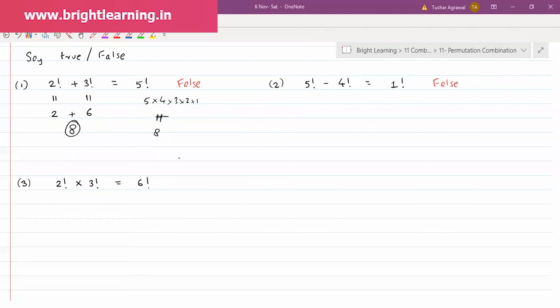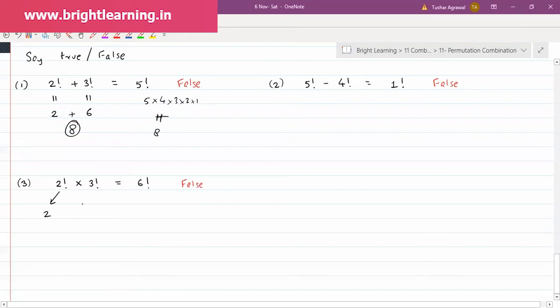Okay, this is again a false statement. Yes, sir, it is false. Because 2 factorial is 2, and it will only be 12, not 720. Yes, sir, 2 multiplied by 6 is 12, and 6 factorial is 6 into 5 into some more integers. It is already 30, and 30 multiplied by more integers is obviously greater than 30. The answer is 720 actually. So they are not equal.